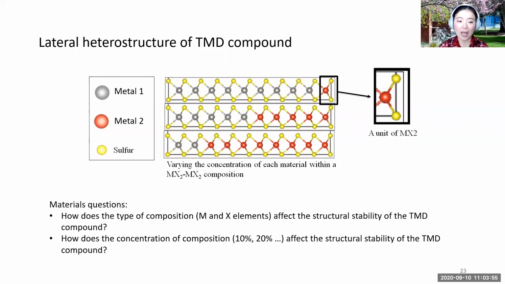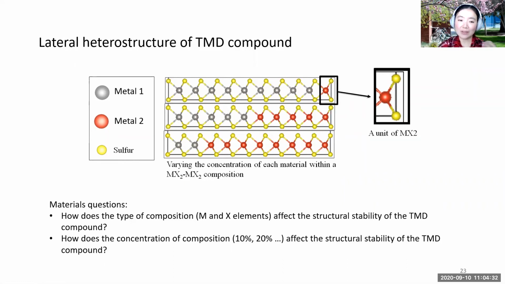So we want to know, how does the type of composition affect the structure stability of these materials? Structure stability means how strong they are and how stable they can exist in the world. The second question is, how does the concentration of the composition affect it? For example, if I use 10% left side composition and 90% right side composition, or if I change the concentration between the two sides, will it affect the structure stability?